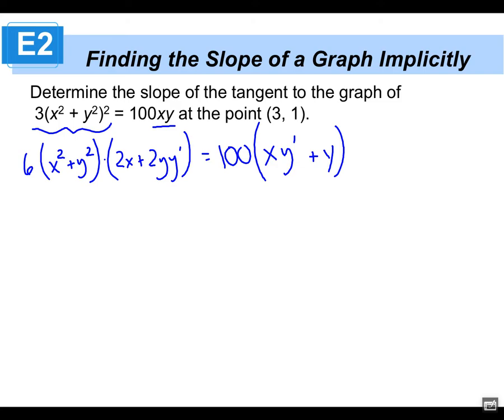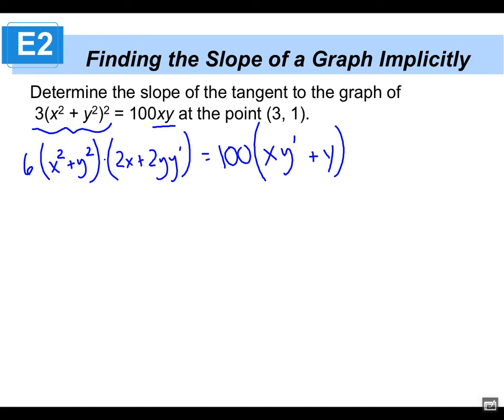Okay, so now we need to make a decision. And we're going to have Mary make the decision for us. Mary, would you like to solve that for y prime? Or, since our ultimate goal is to figure out what the slope of the tangent line is at (3,1), do you want to plug and chug first? Both answers are acceptable. It's entirely up to you.